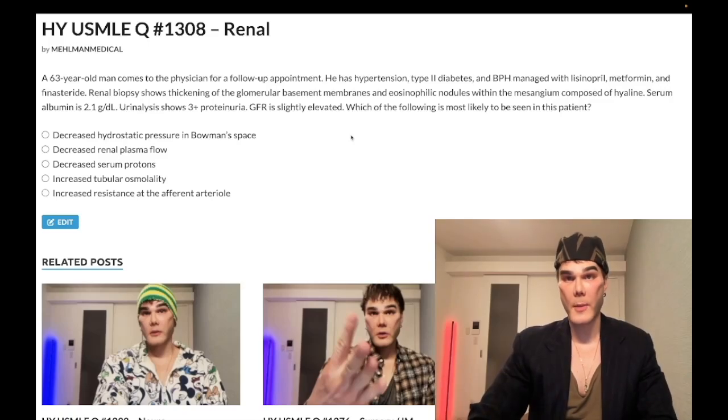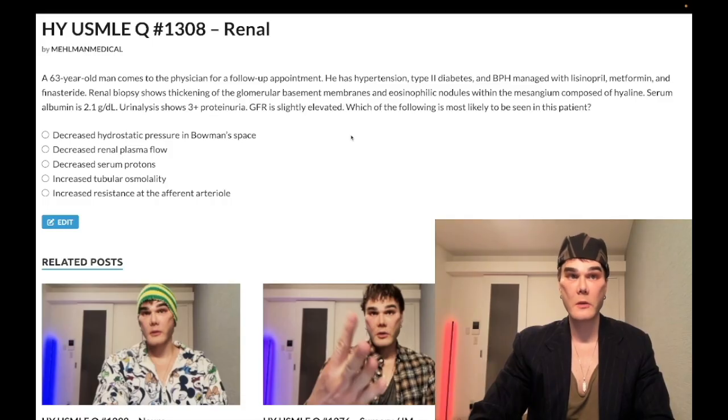63-year-old man has hypertension, type 2 diabetes mellitus, and BPH, managed with lisinopril, metformin, and finasteride. He's got diabetic glomerulosclerosis, so thickening of the basement membrane, which is the very important first histological change you're going to see in diabetes on light microscopy. And then also, he's got Kimmelstiel-Wilson nodules, so they're hyaline within the mesangium.